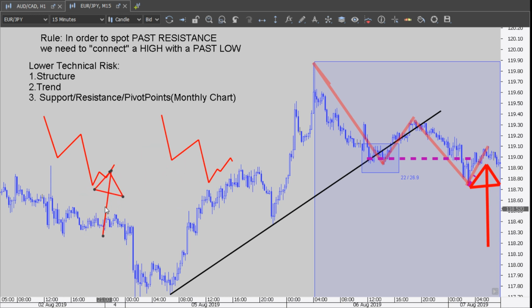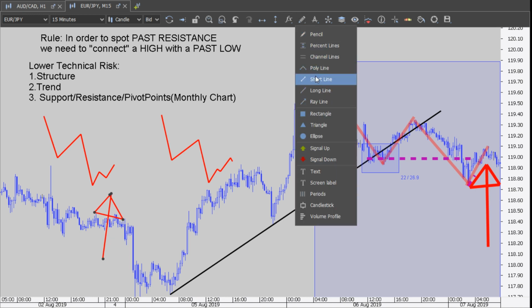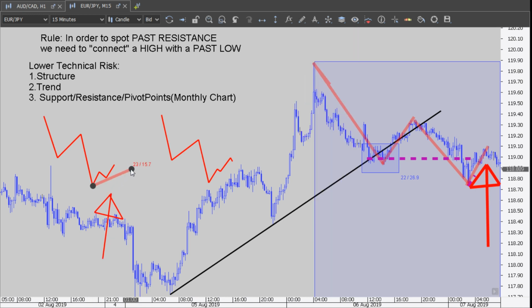But here we are looking for the end of the retracement, and we are going to draw a counter trend line. The market broke our counter trend line on the left example, and the market broke our counter trend line on the right example. Which one, in your opinion, has less technical risk, the left or the right? And of course there are no 100% trades.